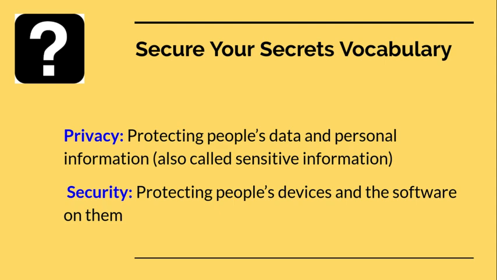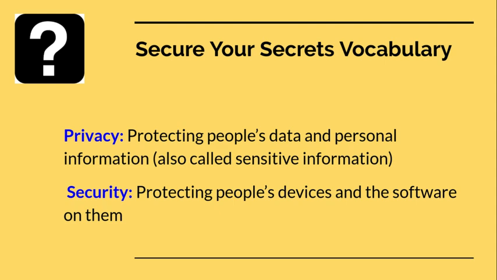So let's start with some important vocabulary. Privacy. Privacy means protecting people's data and personal information, which you could also call sensitive information. These are things that I think about like birth dates, social security numbers, things that are intangible, but are part of our identity and part of our personal information.